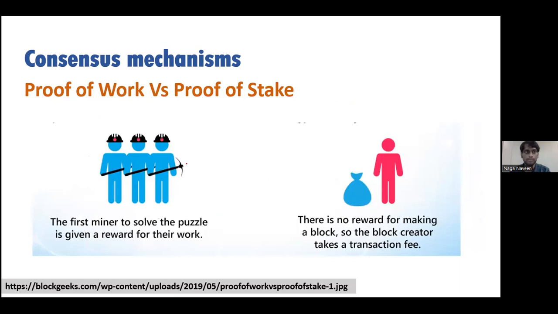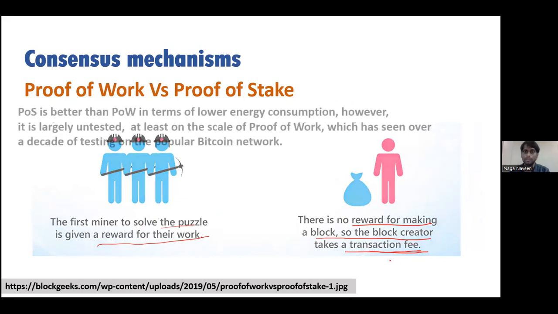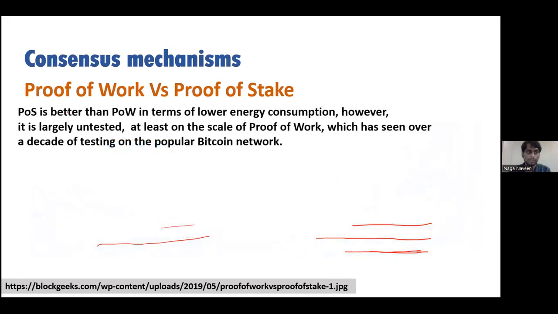Right. Next thing is the first miner to solve the puzzle will get a reward for their work. Here, there is no reward for making a block. So the block creator takes a transaction fee instead. Next, proof of stake is better than proof of work in terms of lower energy consumption because ultimately only one person runs. However, it is largely untested because the most famous Bitcoin network, which we all know, works on the proof of work consensus algorithm mechanism. Got it?